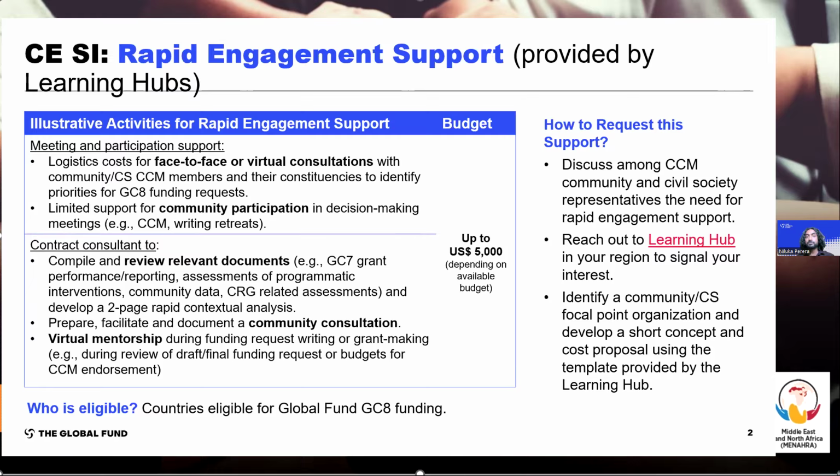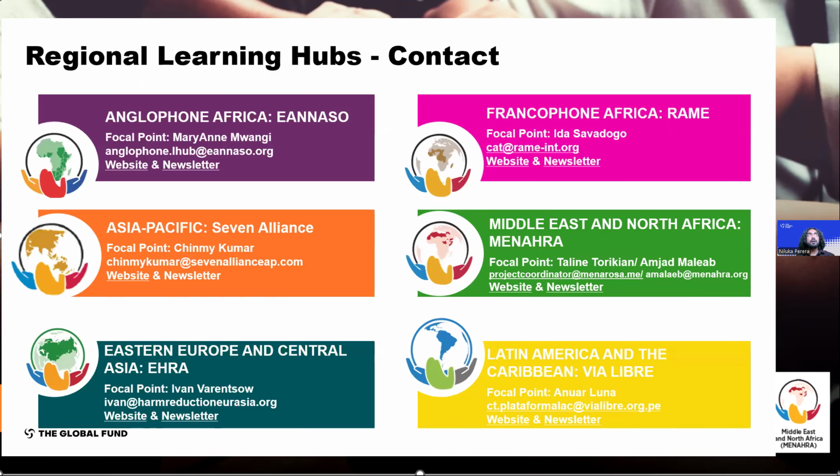So please reach out to your regional learning hubs and explore with them how best to access rapid engagement support in your region. These are the learning hubs for all the 6 regions. I will put the link and you can just access them through the link, but they will be supporting you with the peer applications as well as exploring the possibilities for rapid engagement support.